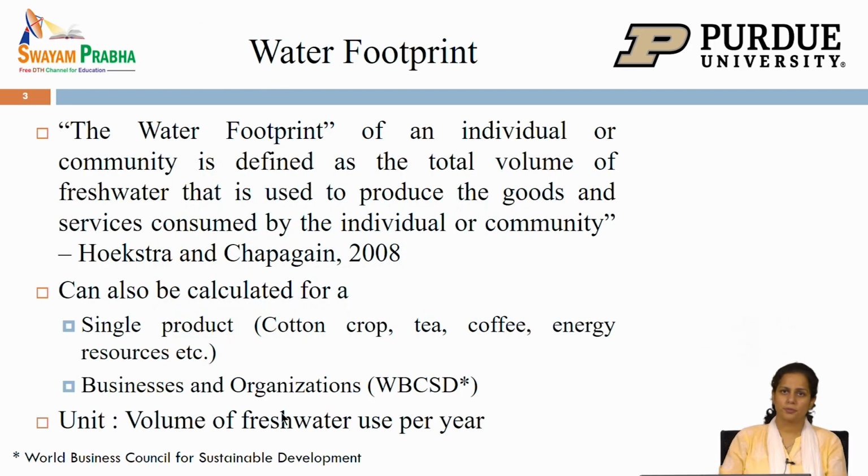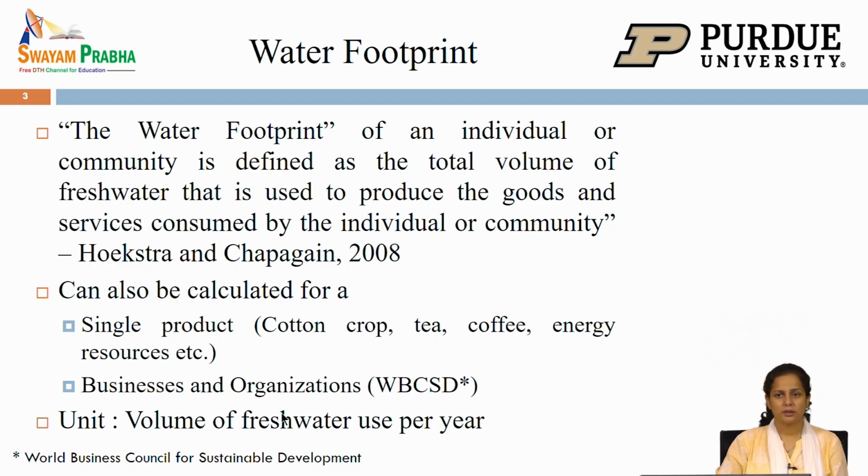So, what is water footprint? The water footprint of an individual or community is generally defined as the total volume of fresh water that is used to produce the goods and services consumed by the individual or community. This definition was given by Hoekstra and Chapagain in 2008.